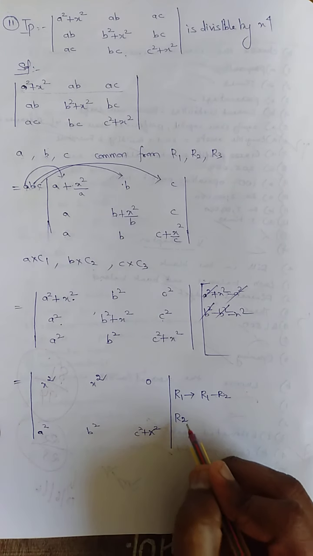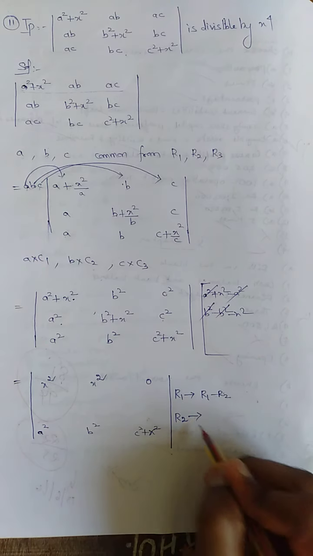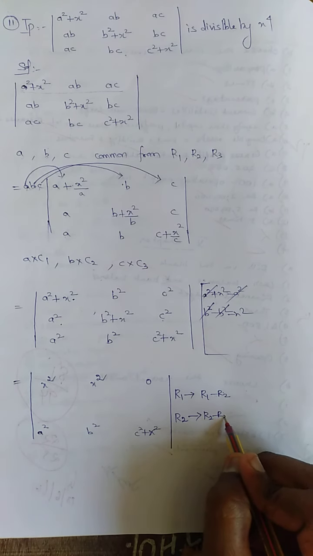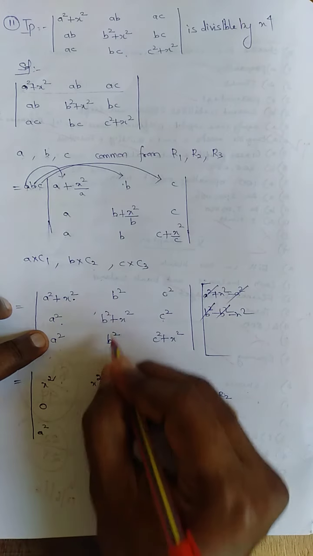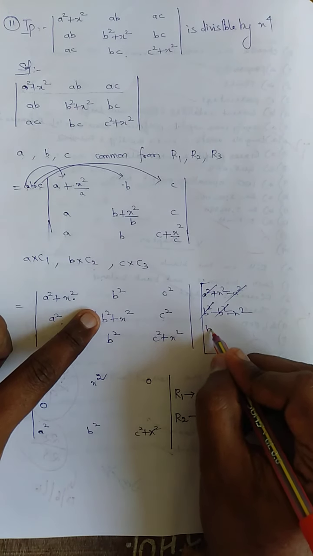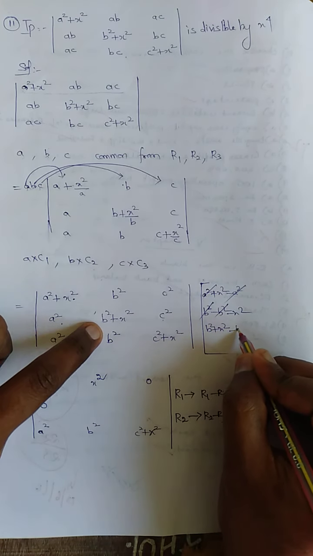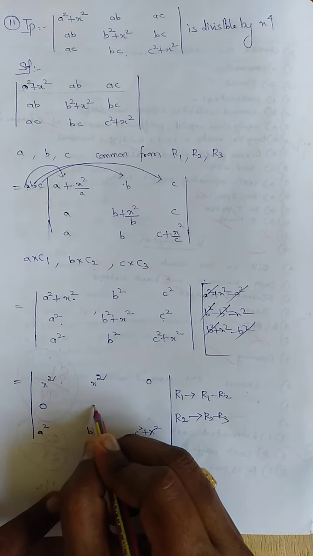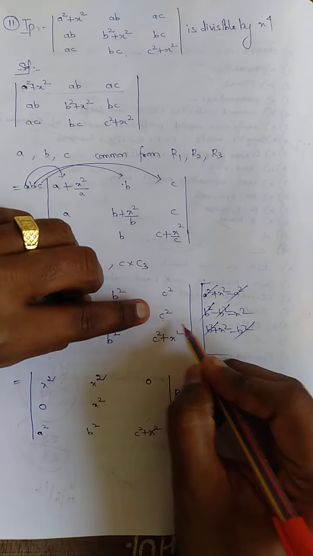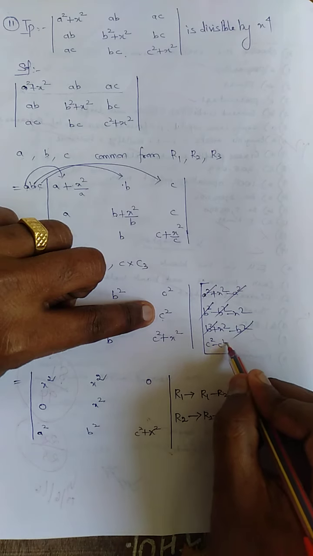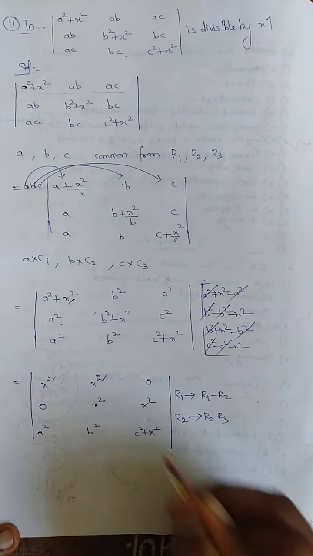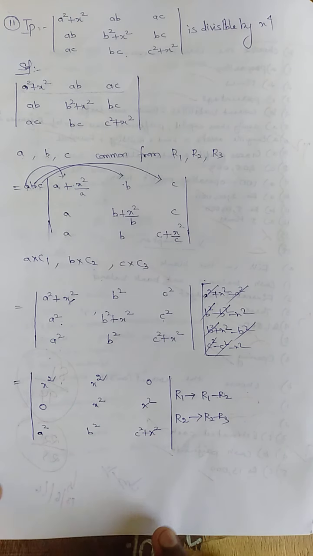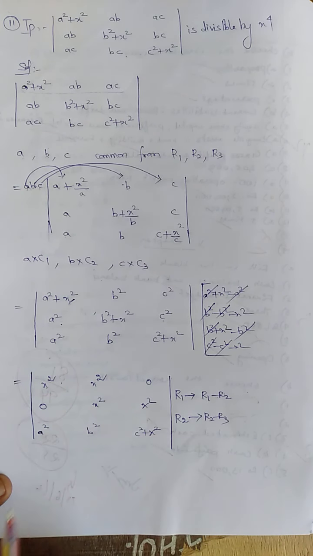Next r2 I am going to change. R2 to R2 minus R3. A square minus a square is 0. So b square plus x square minus b square, both will be cancelled, remaining is x square. Here c square minus c square minus x square, both will be cancelled, remaining is x square. So from this what do you know? In this x square is common.